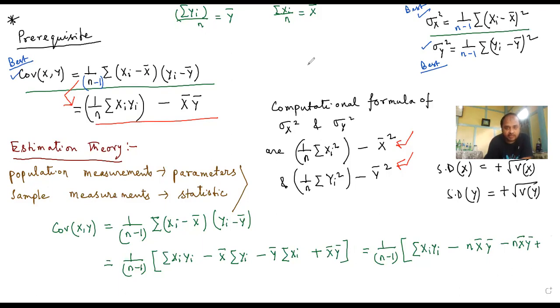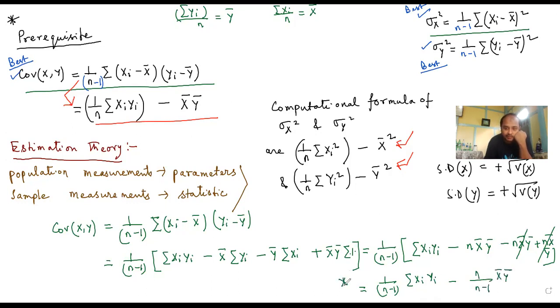There was a summation, I missed it. Not only x bar y bar will be there, a summation over 1 will also be there. How many terms are there? Small n terms, so that would be equal to n x bar y bar. Now one x bar y bar and one x bar y bar will cancel each other, and ultimately we get 1 by n minus 1 summation xi yi minus n by n minus 1 x bar y bar.